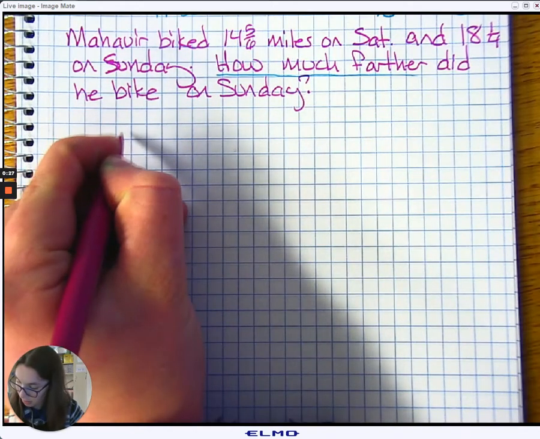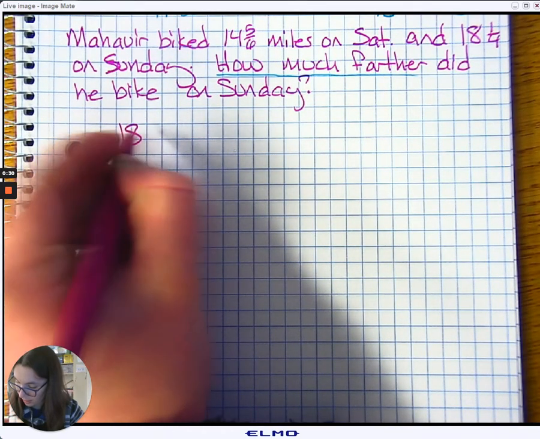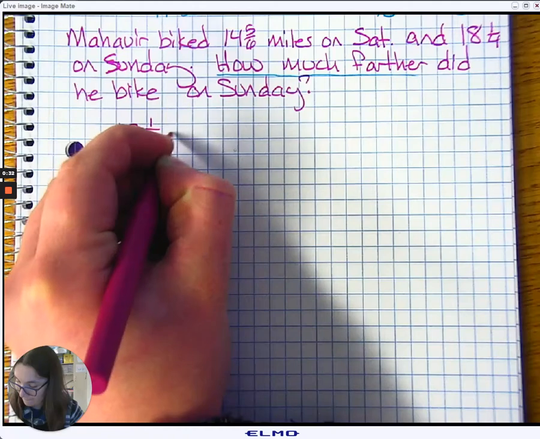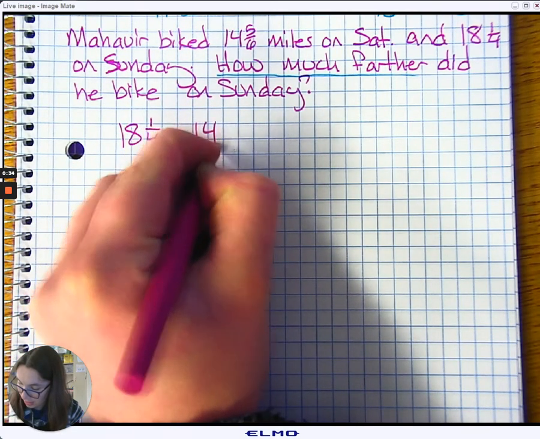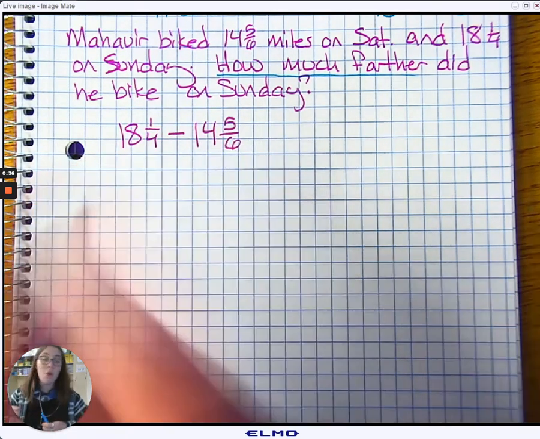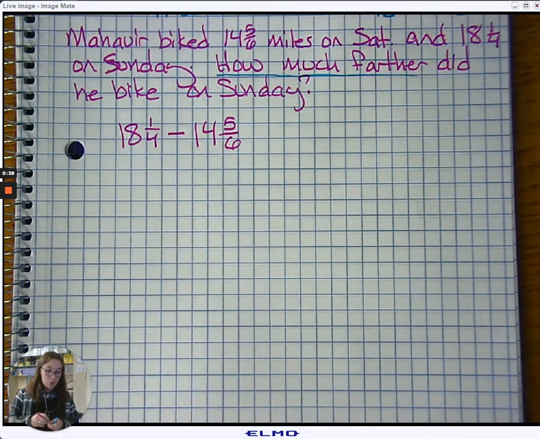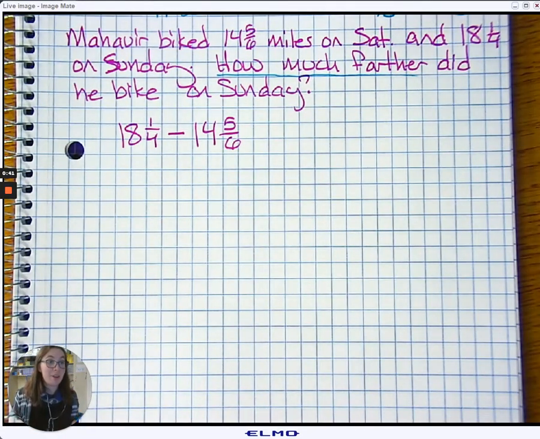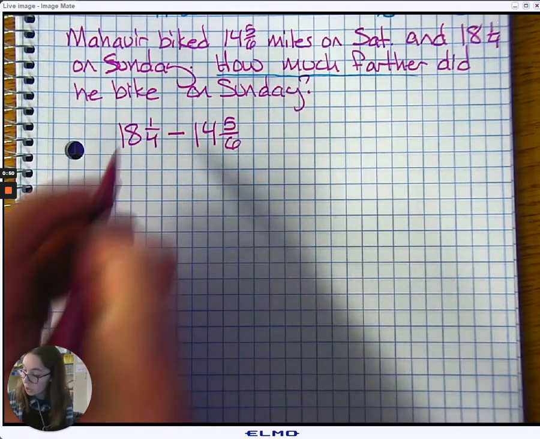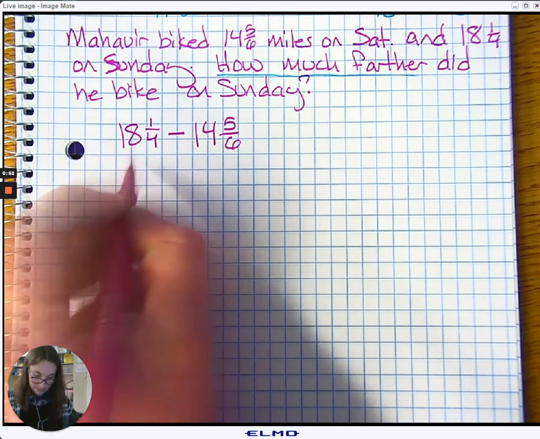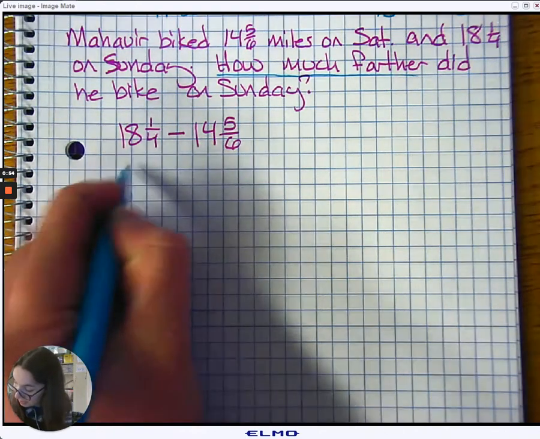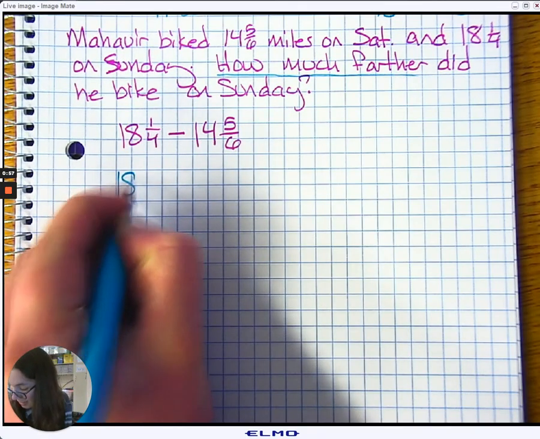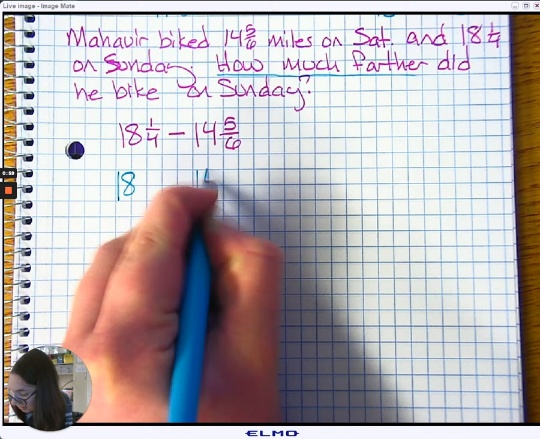So 18 1/4 minus 4 5/6. Now, today our first step is rewrite the fractions using a least common denominator. What is a least common denominator of 4 and 6? Well, 4, 8, 12, 6, 12. It looks like it's going to be 12. So again, my whole numbers stay the same. So 18 stays as 18, 4 stays as 4.